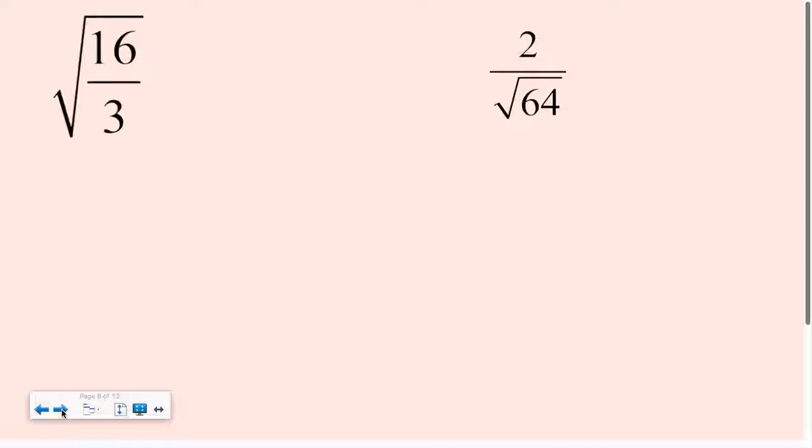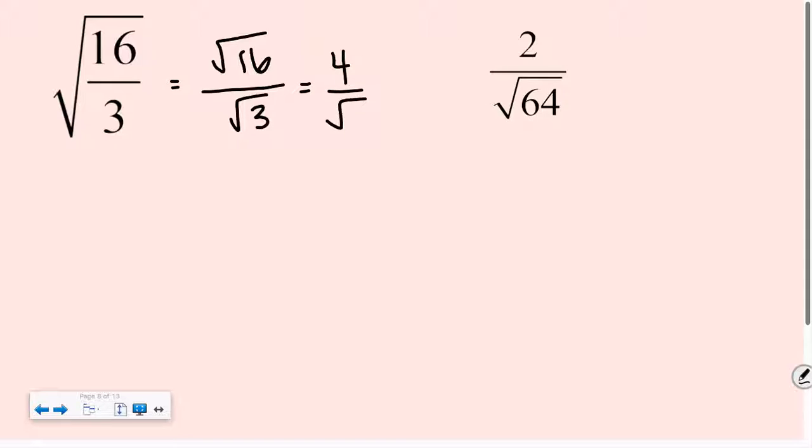Square root of 16 thirds. Like I said, I like to break these apart. Square root of 16 over the square root of 3. In the numerator, what's the square root of 16? 4. In the denominator, do we know what the square root of 3 is? No. Okay. So we're going to leave it as square root 3.